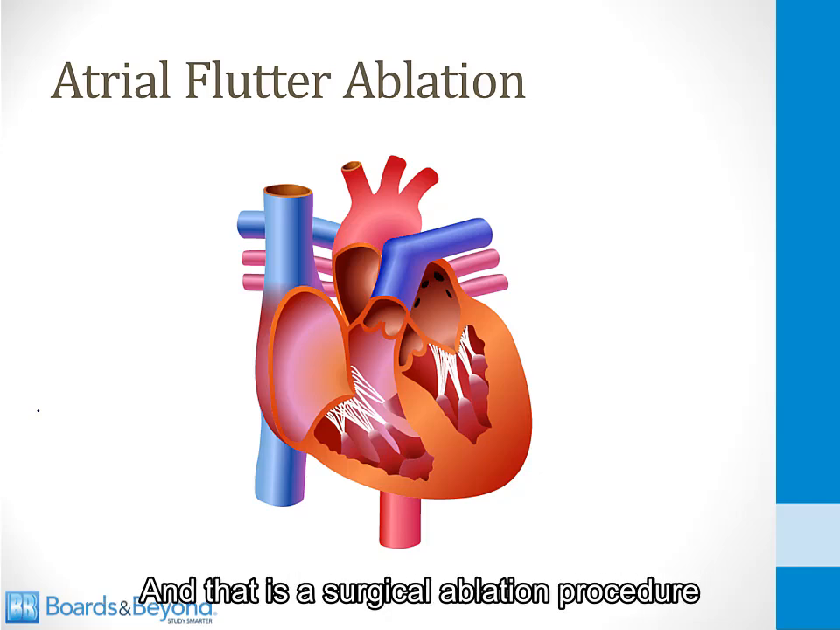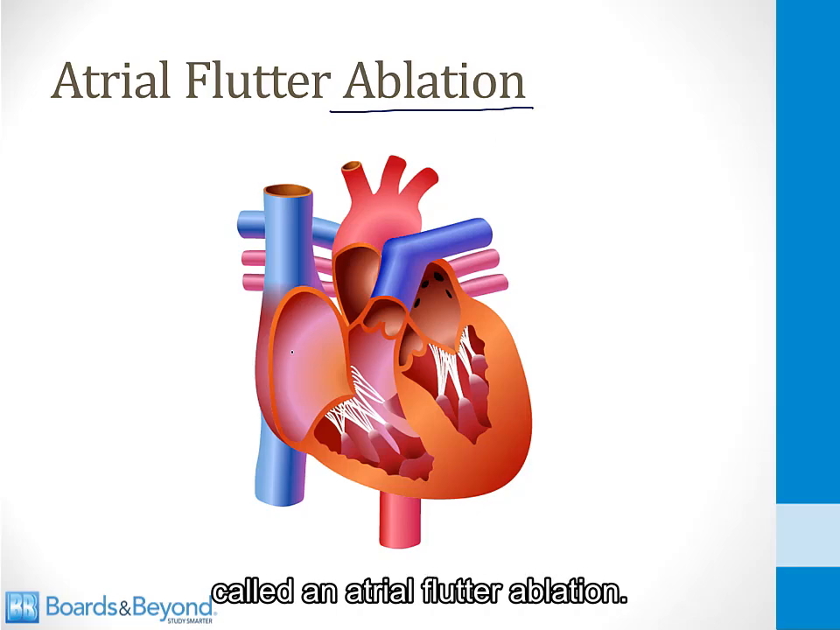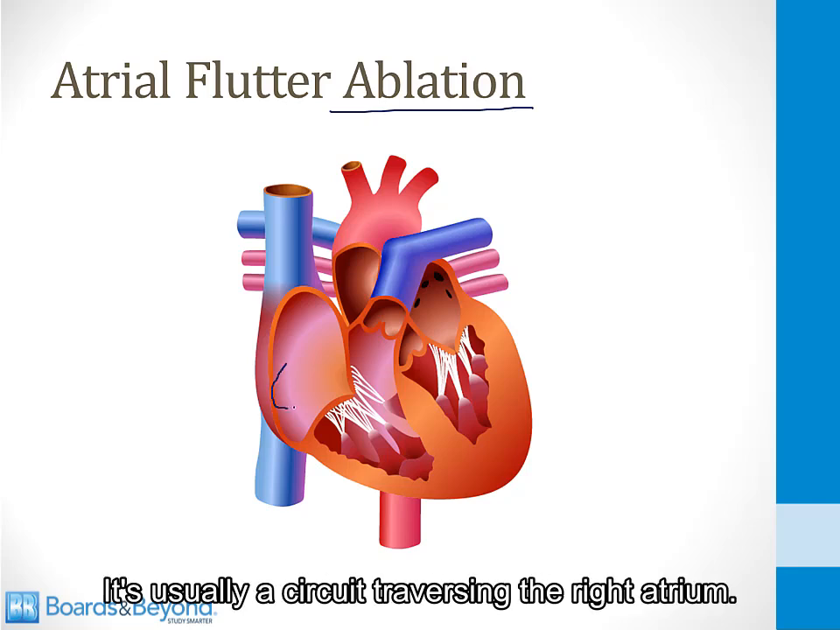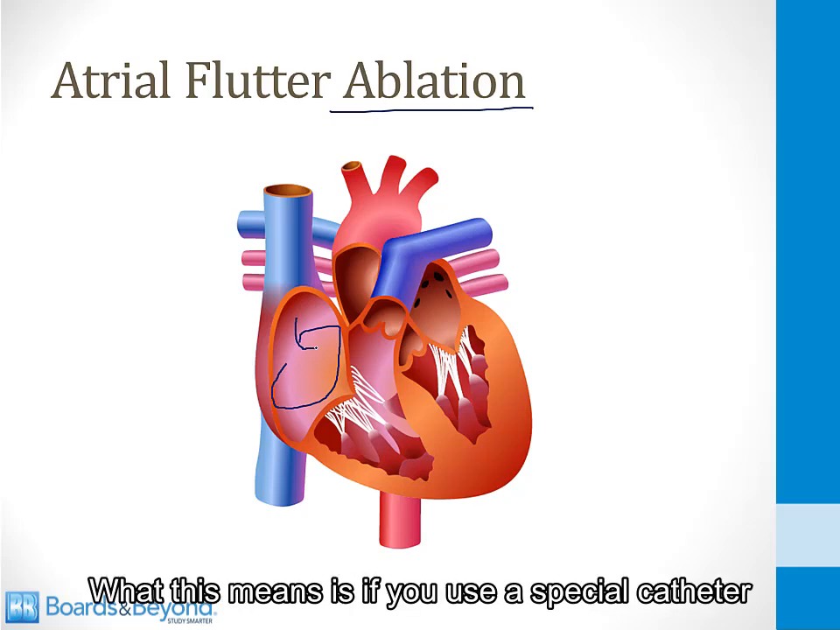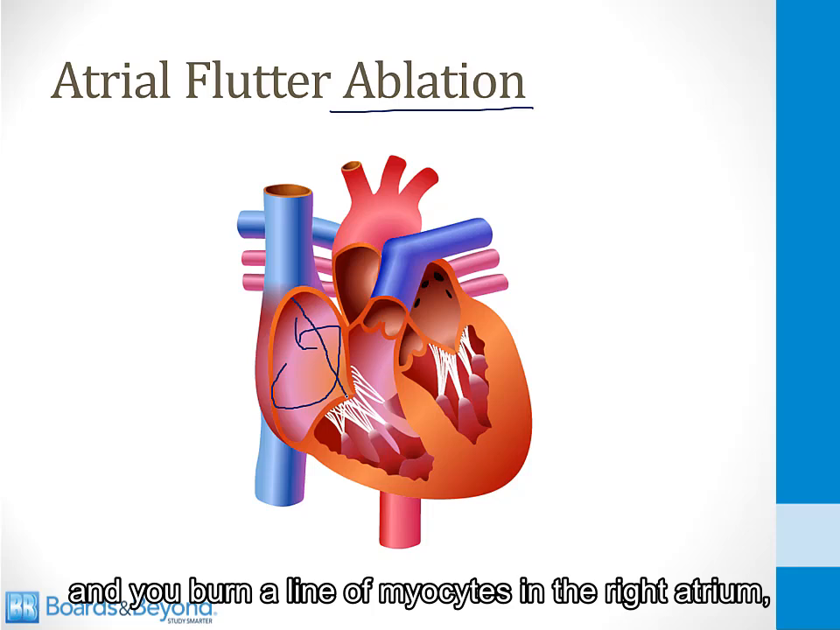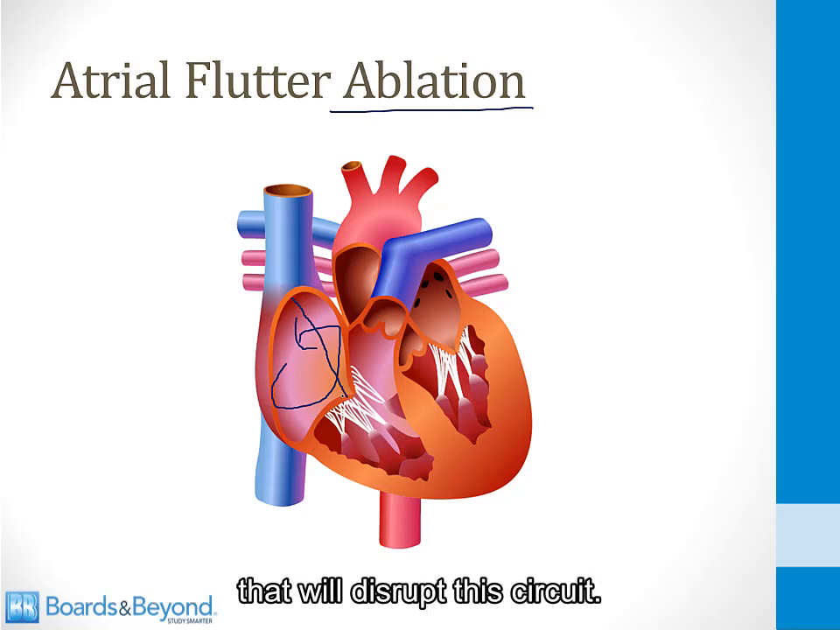There is one treatment, however, that is unique to atrial flutter that is not used in atrial fibrillation, and that is a surgical ablation procedure called an atrial flutter ablation. As I told you before, the arrhythmia in atrial flutter is organized. It's usually a circuit traversing the right atrium. What this means is if you use a special catheter and you burn a line of myocytes in the right atrium, that will disrupt this circuit.